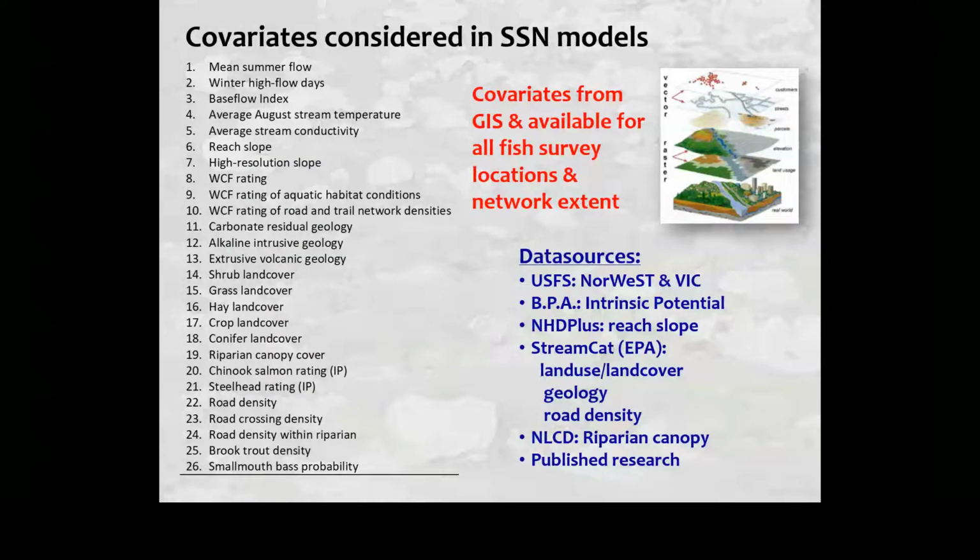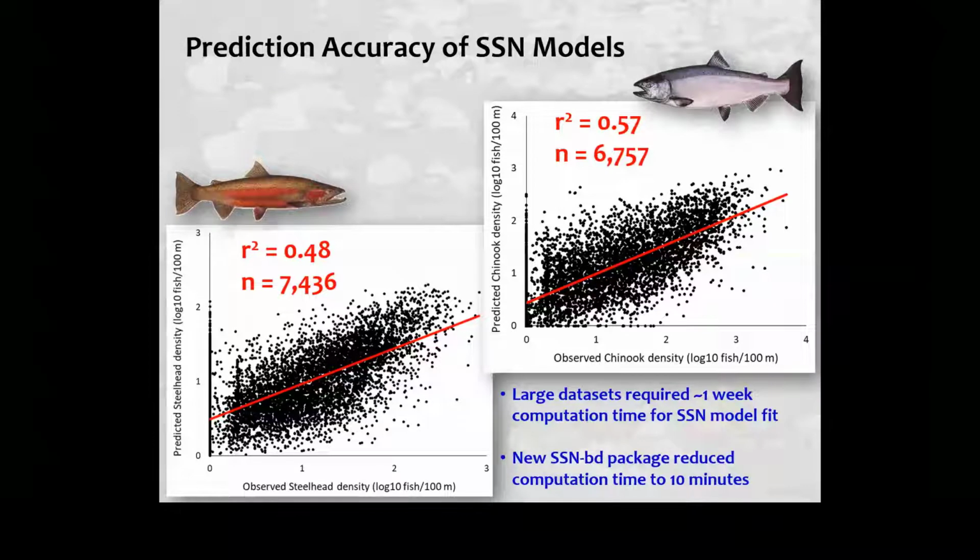And then, there's a lot of different covariates that are available now. These are just some of the ones that we pulled together that seem to potentially have some biological relevance for these two species, from those StreamCat data sets and other places that these are available. And then, fitting the SSN models to these two fish species, these are the basic predictive results that we got, and it's not awesome, but at the same time, it's pretty good for what I was anticipating we would see for these two data sets.